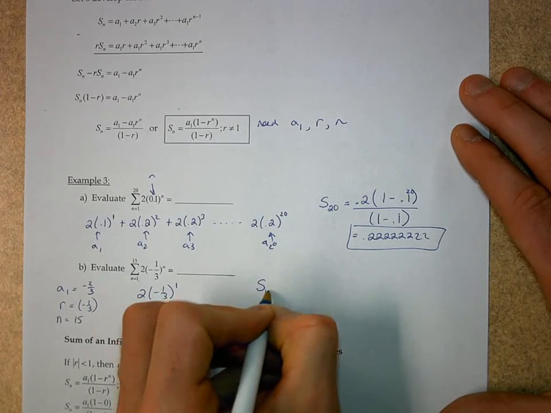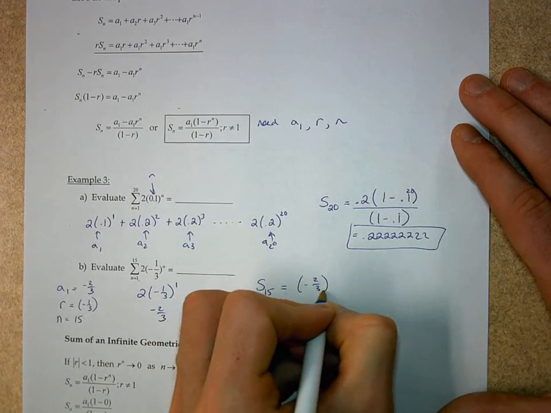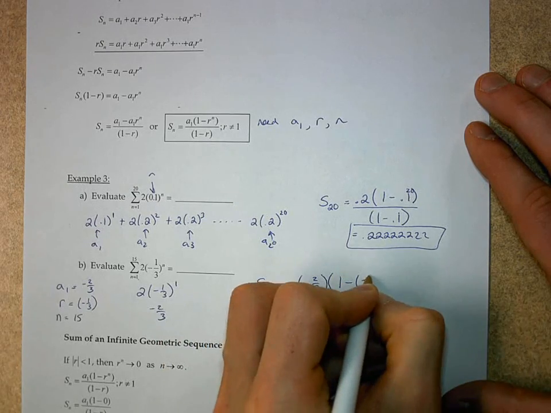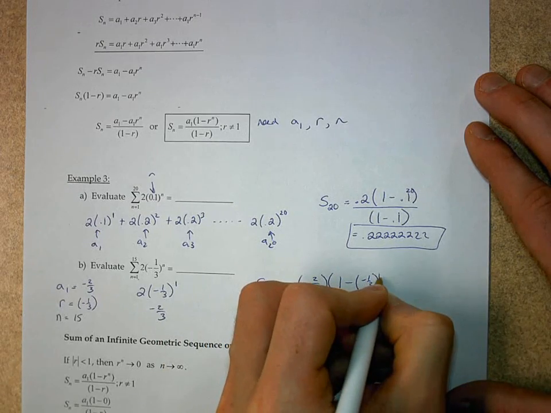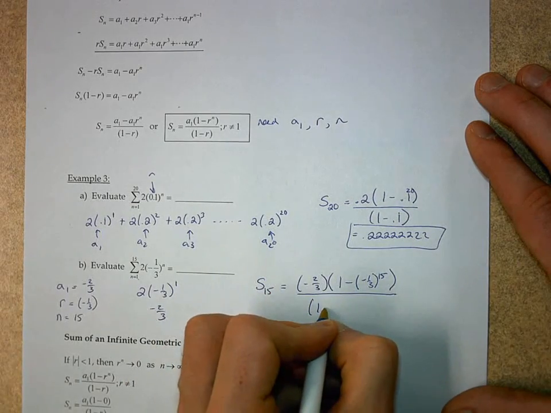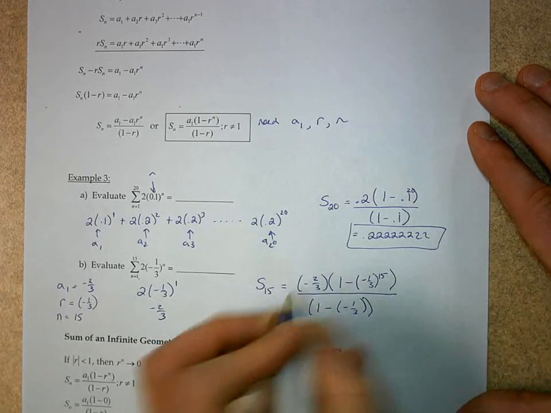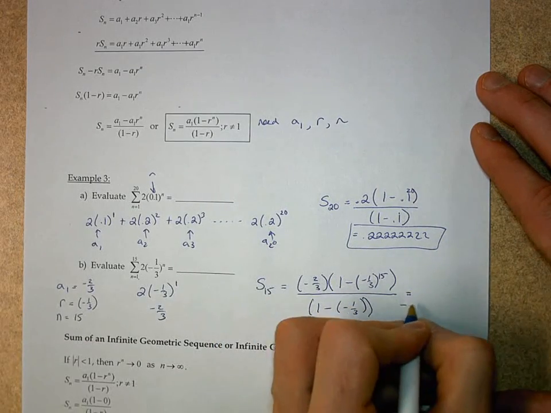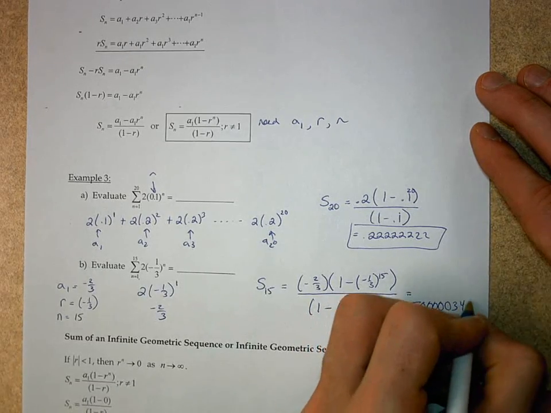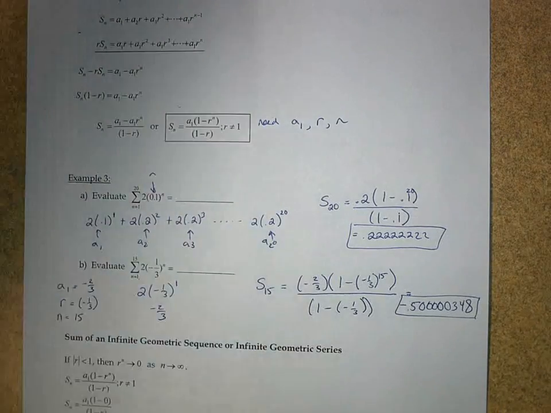So I plug in, s sub 15 is equal to negative 2/3 times 1 minus negative 1/3 raised to the 15th, all over 1 minus negative 1/3, and you get this long 0.500000348, which is the summation of that formula.